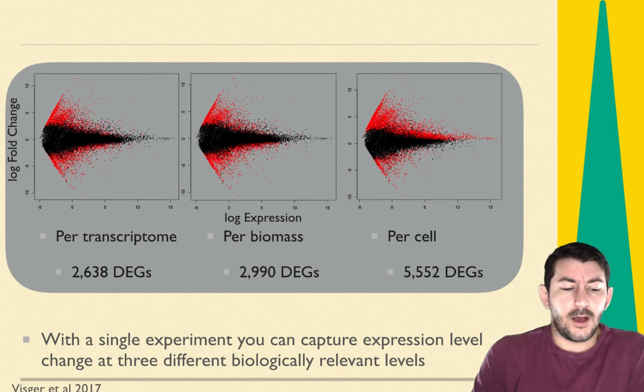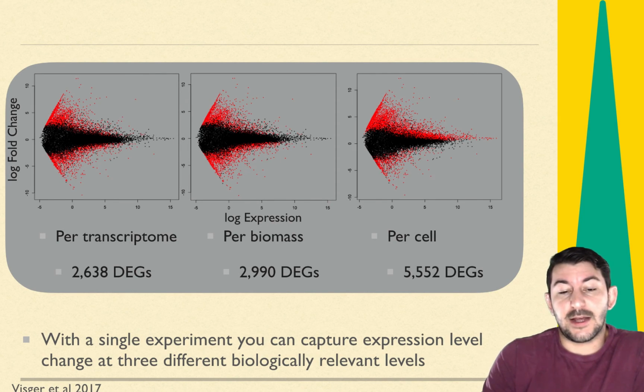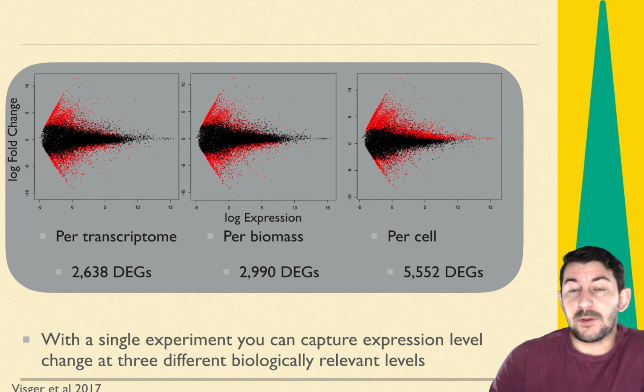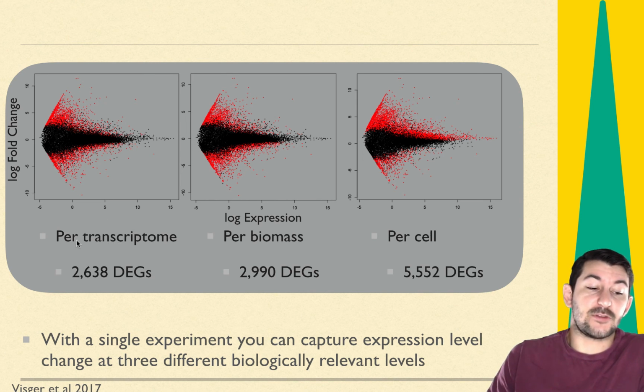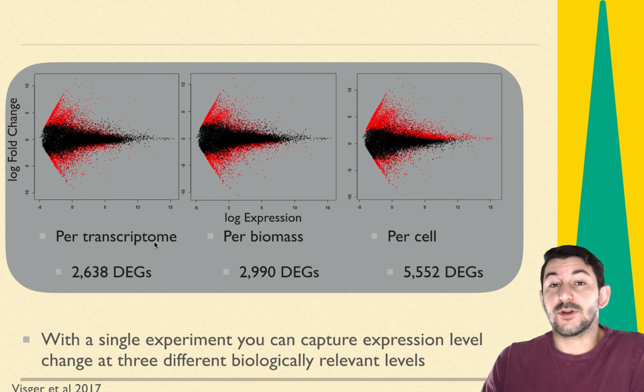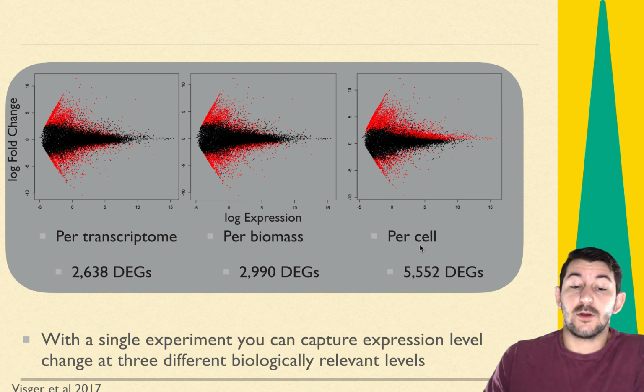And in this case, we actually found a big difference when I did this with my last diploid-polyploid system. We found that we were missing a lot of information when we were only comparing concentration-based differences. Per transcriptome, we only saw about 2,600 genes being differentially expressed. Per cell, we saw about twice that.